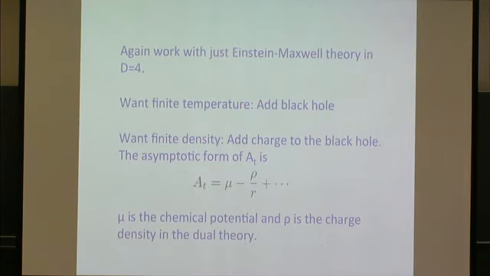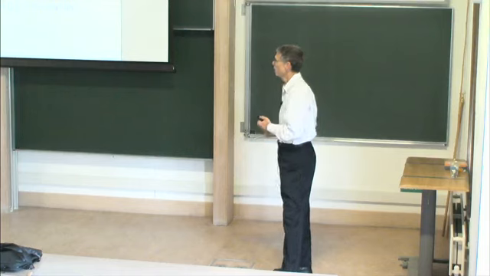So now we're going to go to the gravity side, and we're going to again work with the simplest model we have, just an Einstein-Maxwell theory in 4 space-time dimensions. We're again going to work at finite temperature, which means that we have to have black holes. But now we want to have finite density. We're going to add charge to the black hole so that the asymptotic form of the time component of the vector potential goes like mu minus rho over r plus higher order terms, where mu is the chemical potential and rho is the charge density in the dual theory.